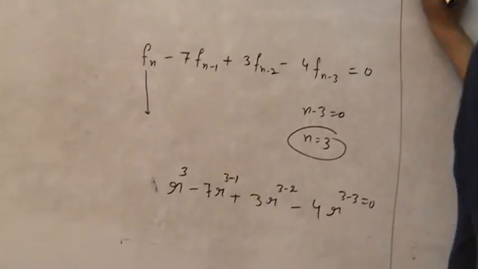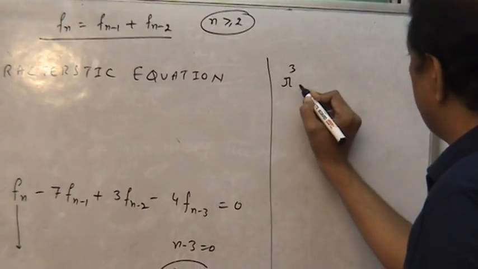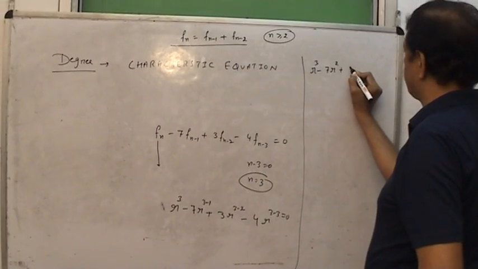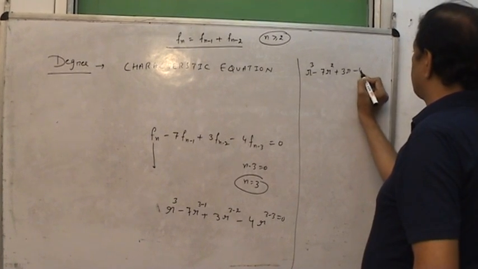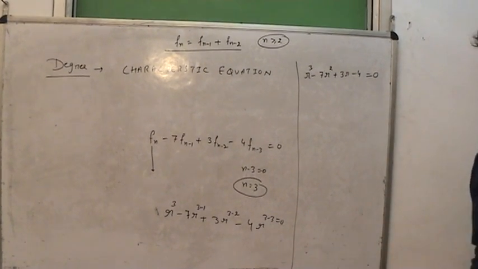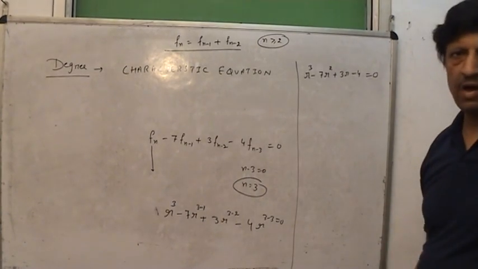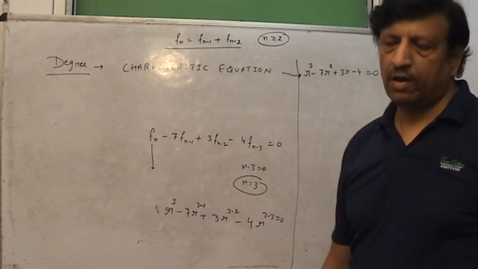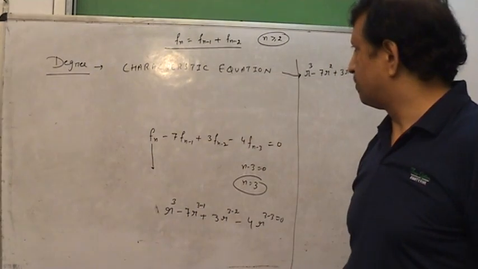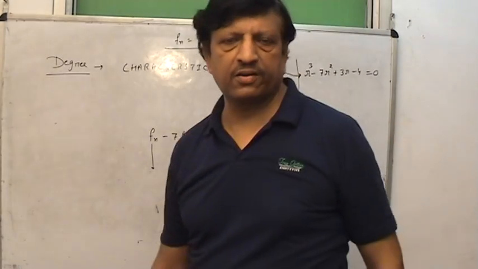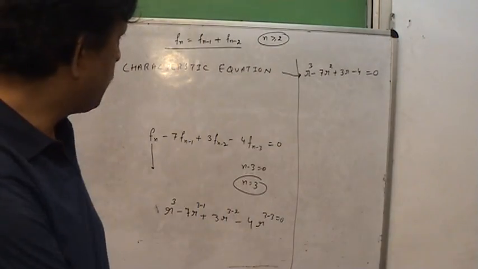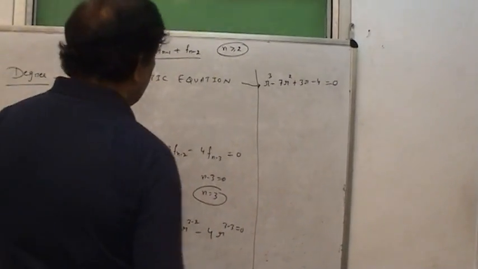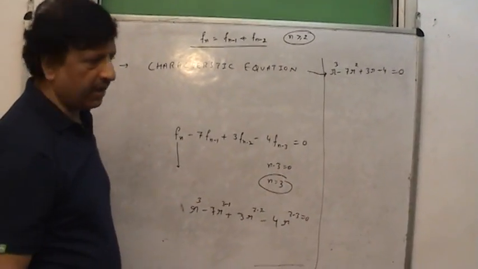Now reduce it into the algebraic equation: r cube minus 7r square plus 3r minus 4 is equal to 0, where r is to the power 0, 1. It is called the characteristic equation of a recurrence relation. When we deal with recurrence relations, we first of all convert them into the characteristic equation and then we solve. With solutions we will see later on. That is the order and the degree of a recurrence relation.